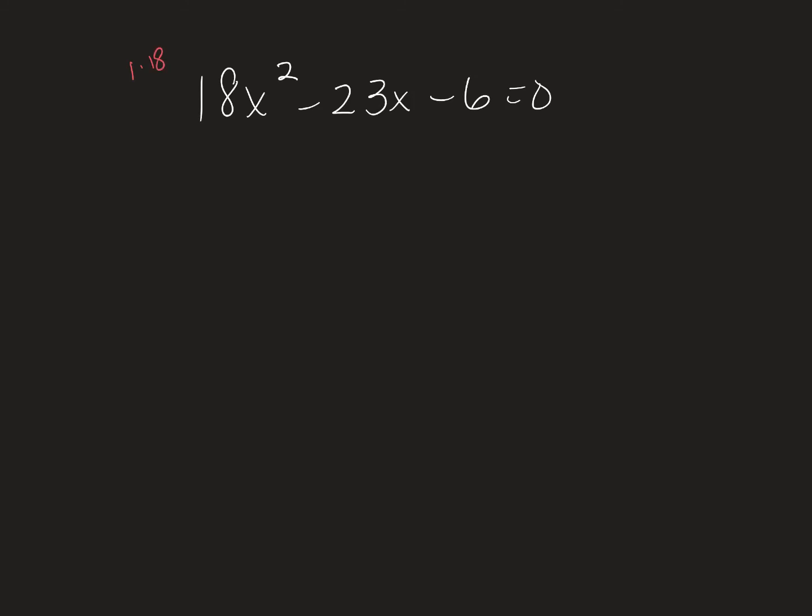18 is going to be 1 and 18, 2 and 9, 3 and 6. 6 is going to be 1 and 6, 2 and 3. Okay? Again, if I had to make an educated guess, looking at what my back number is, my 6, I feel like 1 and 18 is a little large. I don't feel like 1 and 18 can bring me back down to a 23 in the middle. I could be wrong, but I'm going to skip 1 and 18 for the moment, just because I think it's going to be too big.